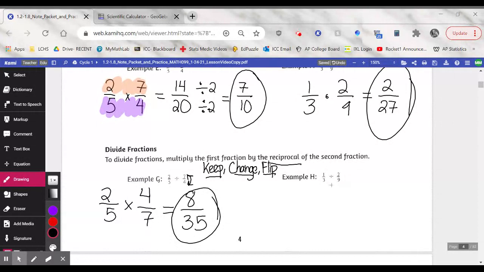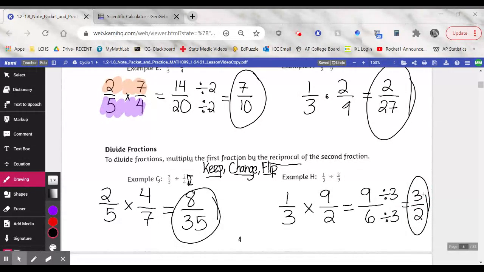Okay, let's use keep, change, flip with this one. Keep the first fraction, change your symbol to multiplication, and flip this second fraction. And now you can treat this like you did the other problems. So 1 times 9 is 9, 3 times 2 is 6. This one can be simplified. 3 goes into both of them. So you get 3 over 2. Again, if you just want to do these on your calculator, that's fine. You can just type in the original problem.